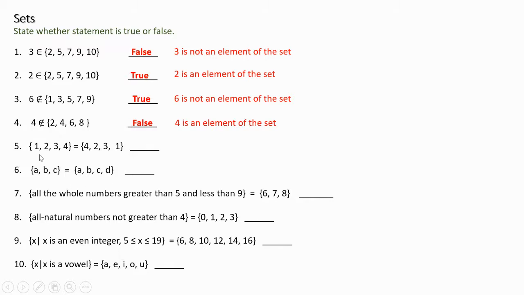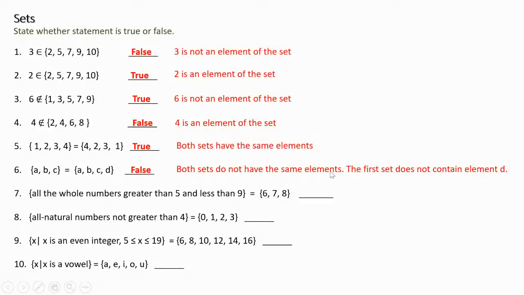How about number 5? The set 1, 2, 3, 4 is equal to 4, 2, 3, 1. Very good, guys. It's true. Both sets have the same elements. How about number 6? The set ABC is equal to the set ABCD. That's also false. Both sets do not have the same elements. The first set does not contain the element D. If the first set had the element D there, then it would have been a true statement.